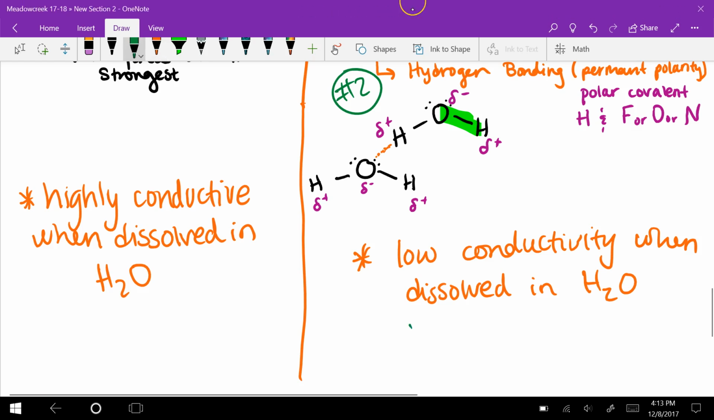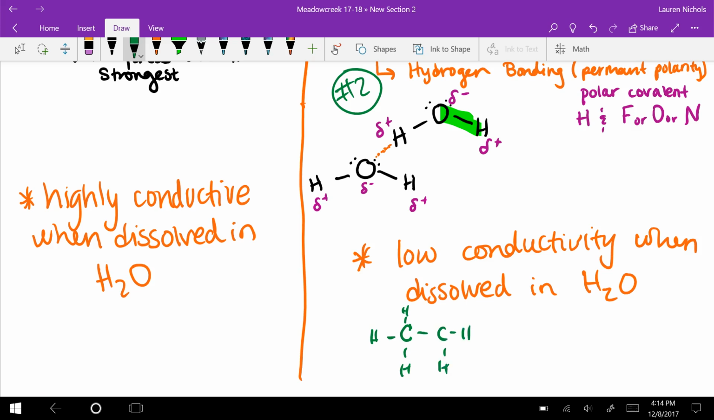Now, the reason for this is because in a covalent compound, let's just say we have a carbon-hydrogen chain that has covalent bonds in it. If we have this molecule, there's no charges, there's no ions, there's no positives and negatives, things like that. Even if it was polar, it's not fully positive or fully negative. And so it doesn't leave room for extra electrons to come in and get carried throughout the solution.